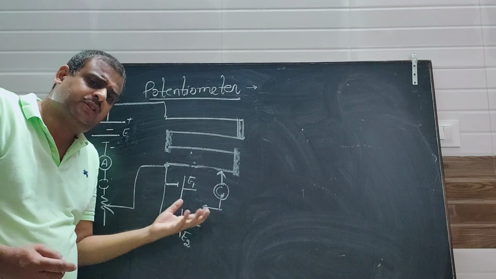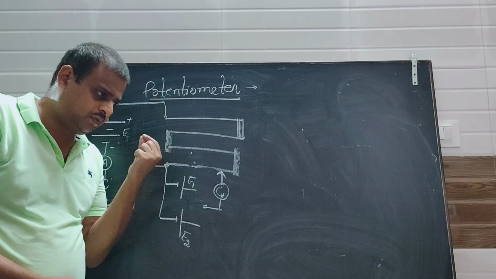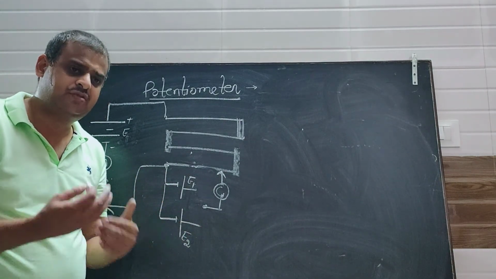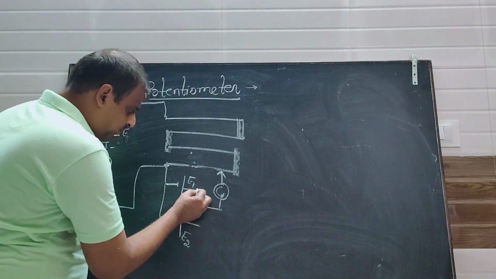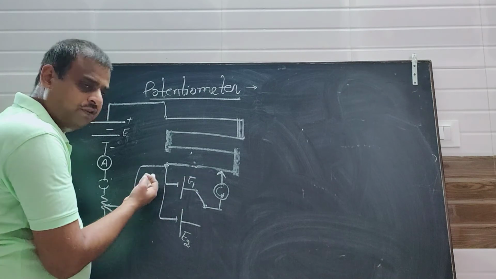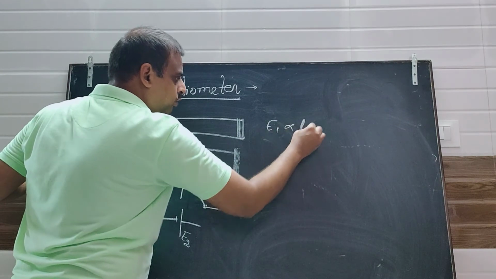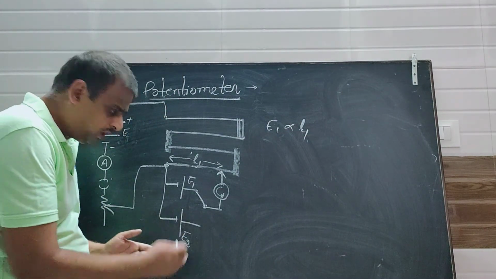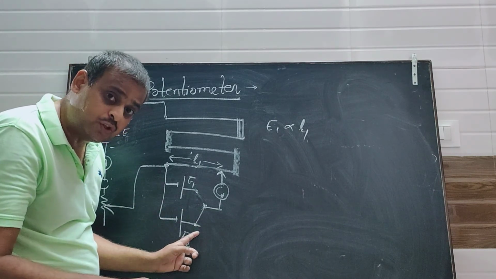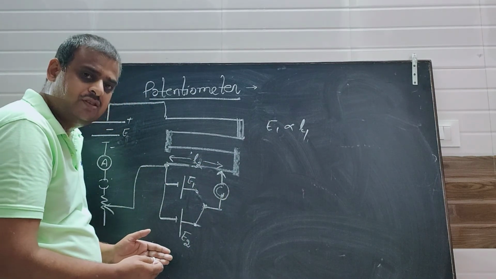There are two cells. Even you can purchase cells from the market, the pencil cell, A3, A4. Pencil cells are available in different sizes. When I connect this circuit, the EMF will be obtained by the length L1. So E1 is directly proportional to L1. If I break this circuit and connect the other cell, the length obtained corresponds to E2. Let us say the length is L2.